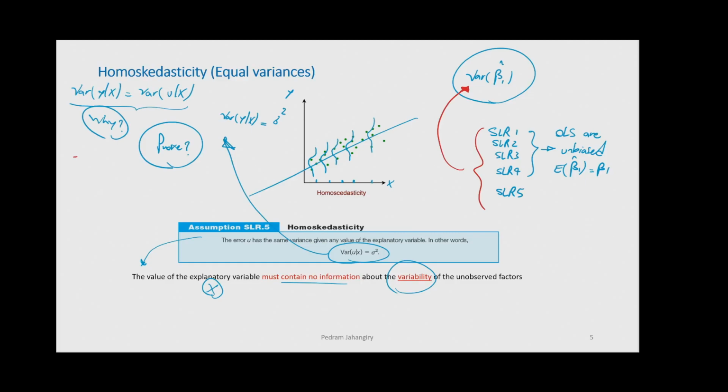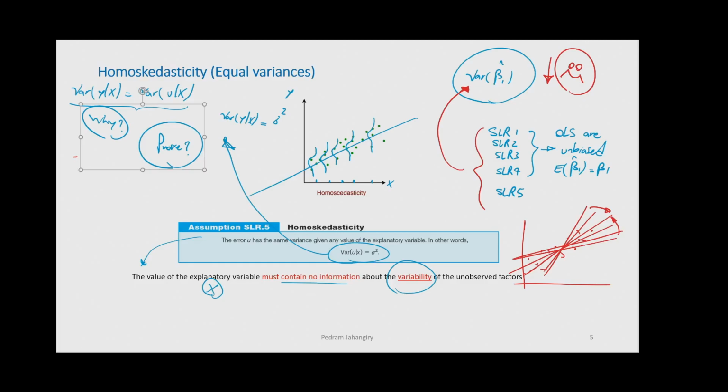Why? Because at the end of the day, if this is my population, we are dealing with different lines. For each sample, we get one of these lines, right? And we hope that the variance of these lines, the variance of the slope, is small. The smaller the variance is, the closer we are getting to the unobserved population regression function. So that's important. If it is small, we are happy.